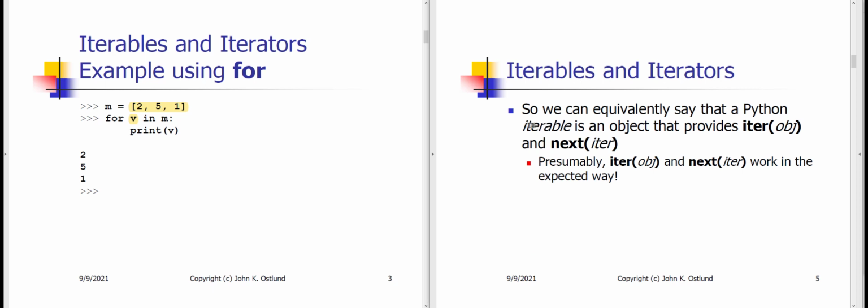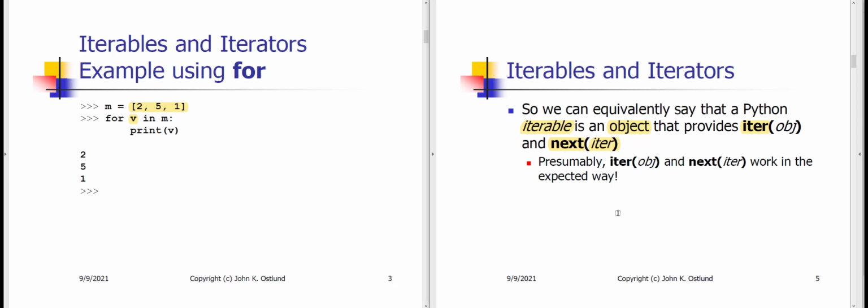So, rather than just hand waving and saying that an iterable is something that you can use with a for loop, an equivalent way of saying the same thing is that an iterable is some kind of object that has an iter method that returns an iterable object, and that also provides a next method which, given that iterable object, will return the next value.